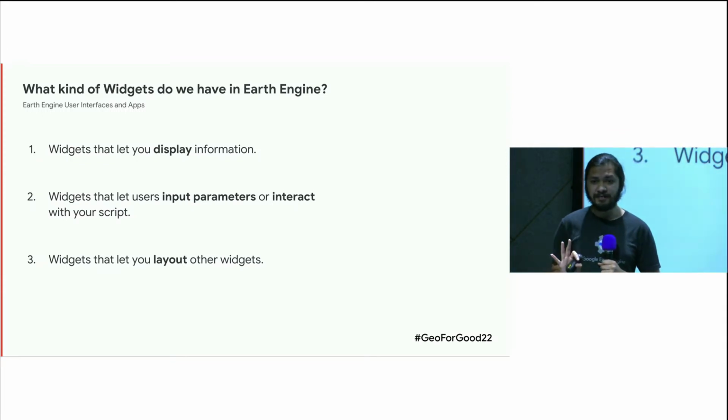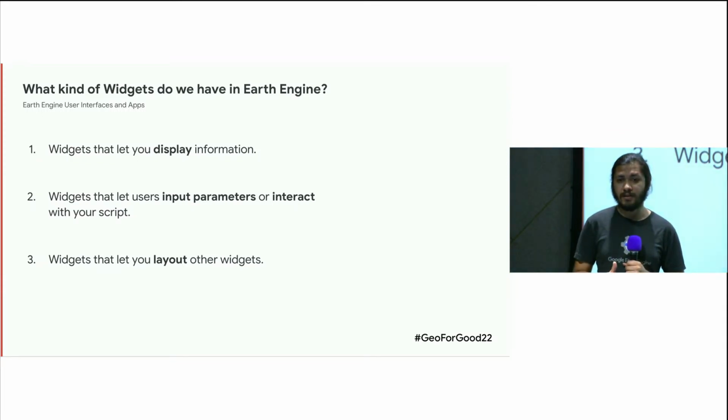There are three main types of widgets. The first is widgets that you use to display information. The second is user interface input parameters that allow the user to interact. And the third are layout widgets, whose job is just to lay out other widgets, and they let widgets go inside widgets. It's nice for laying things out in a nice way. So let's start with the first type.